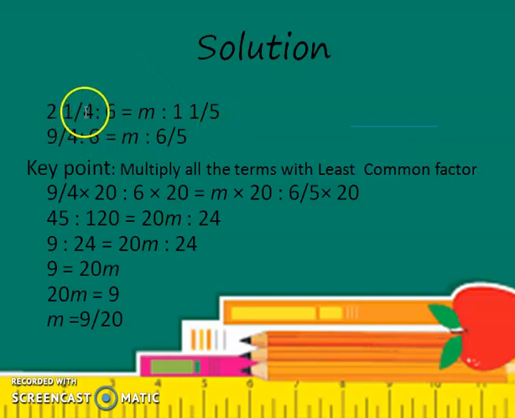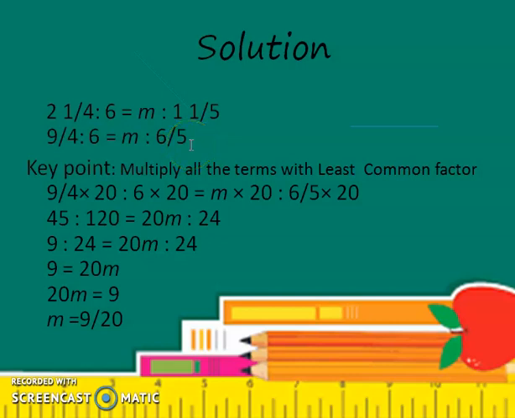As you know how to solve the mixed number, this is a mixed number and this is a mixed number also. I will multiply: 4 2s are 8 plus 1, 9 by 4 ratio 6 is equal to m ratio, 5 1s are 5 plus 1, 6 by 5. Now the mixed numbers have been solved.